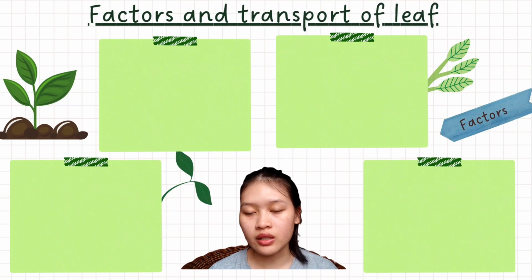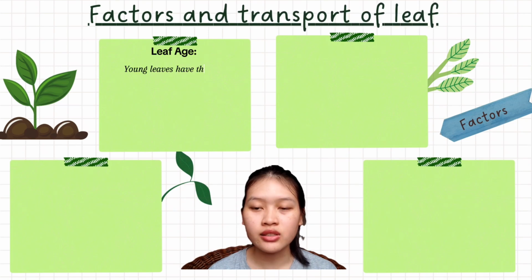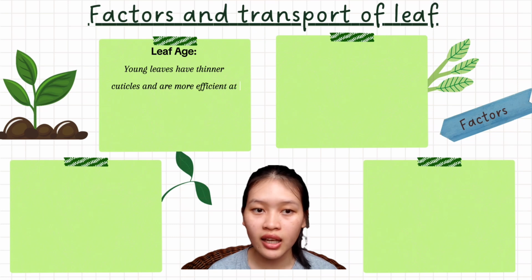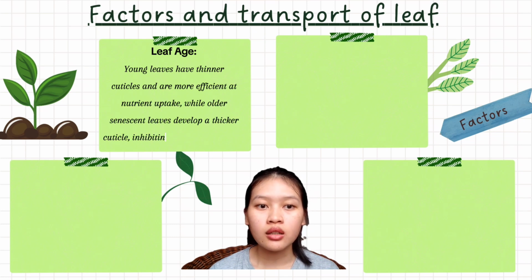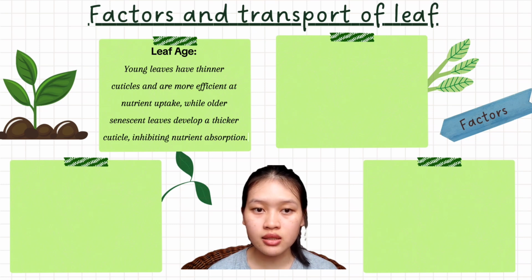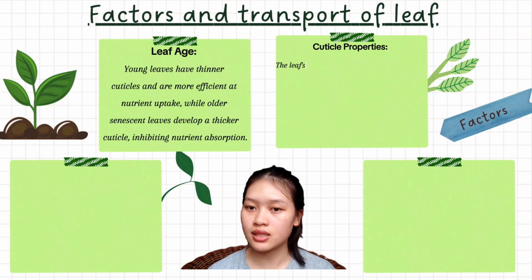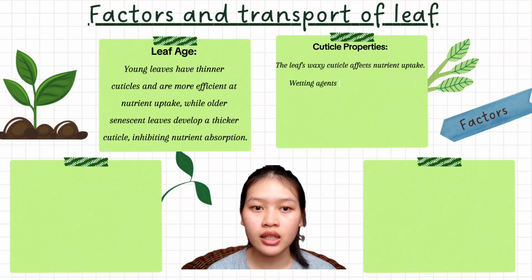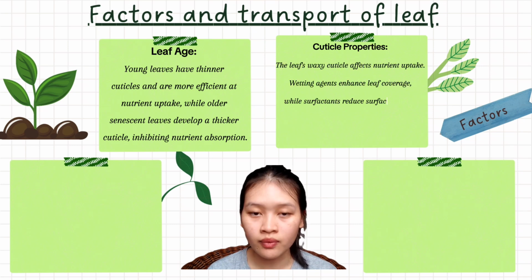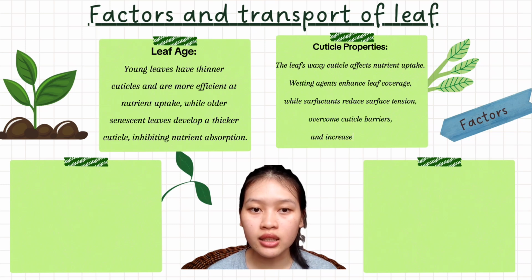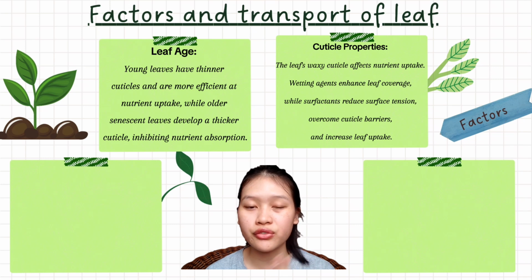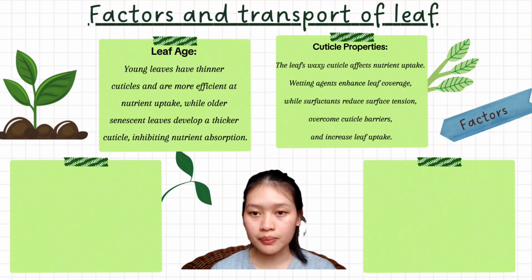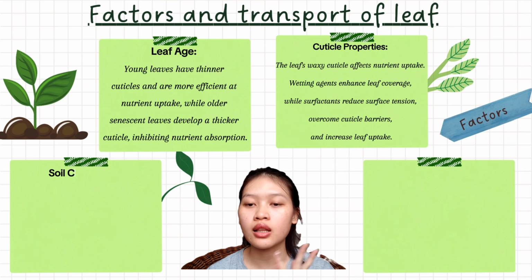Factors and transport of leaf. There are four factors. First is leaf age, as young leaves have thinner cuticles and are more effective at nutrient uptake, while older leaves develop thicker cuticles, inhibiting nutrient absorption. Second is cuticle property. The cuticle affects nutrient uptake. Wetting agents enhance leaf coverage, reduce surface tension, overcome the cuticle membrane, and increase leaf uptake.